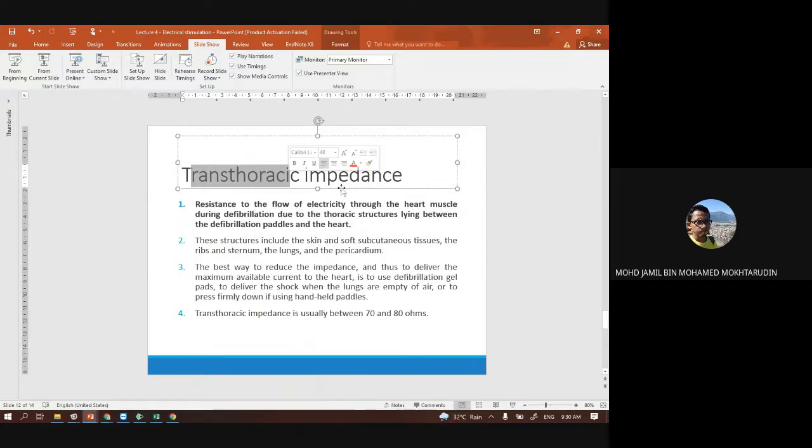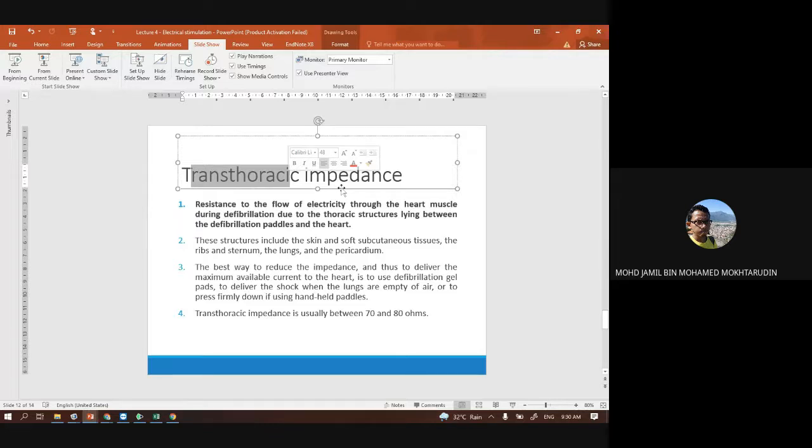the location where your heart is located. Your heart is located inside your rib cage, ataupun tulang rusuk. Inside the rib cage you have the lungs, or the thoracic. So thoracic: lungs, trachea, saluran pernafasan. Okay, lungs is paru-paru and trachea is your saluran pernafasan.